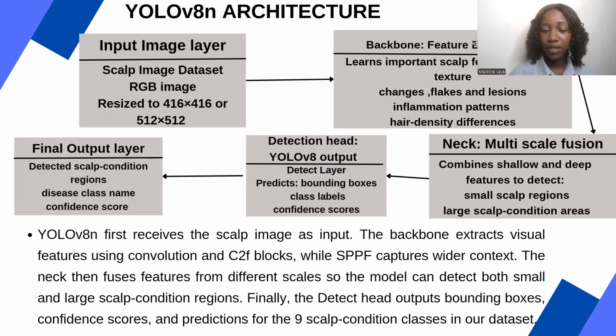The other layer is the detection head, whereby it just predicts the bounding boxes, the class labels, and also the confidence scores. Then last we'll have the final output layer. This one gives us the final output of everything which has been detected. So it detects the scalp condition regions, the disease class name, and also the confidence score.